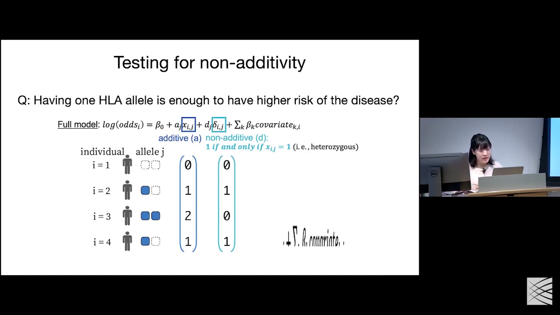And we, in fact, revealed that the HLA associations in autoimmune diseases such as psoriasis, type 1 diabetes, and rheumatoid arthritis had a strong non-additive or dominant effect, which is biologically, I think, interesting and insightful.